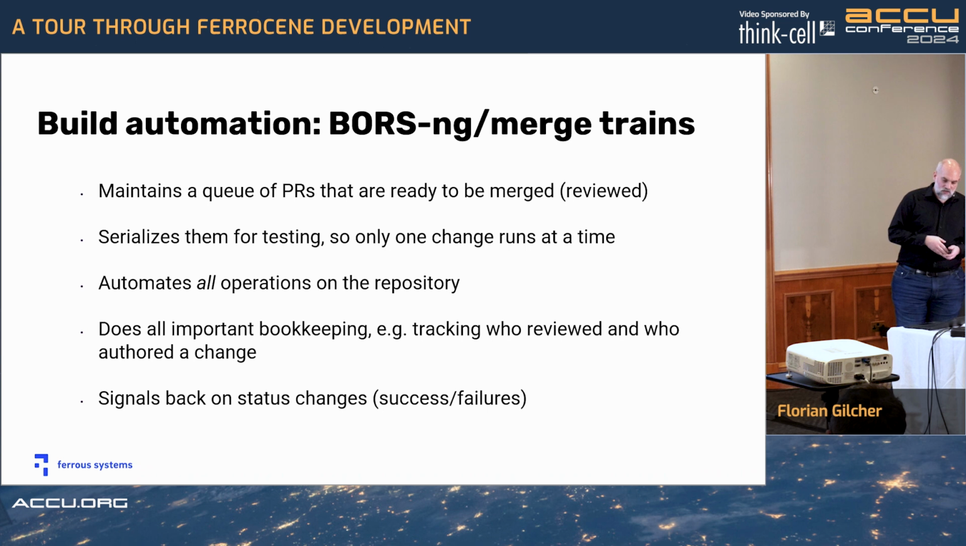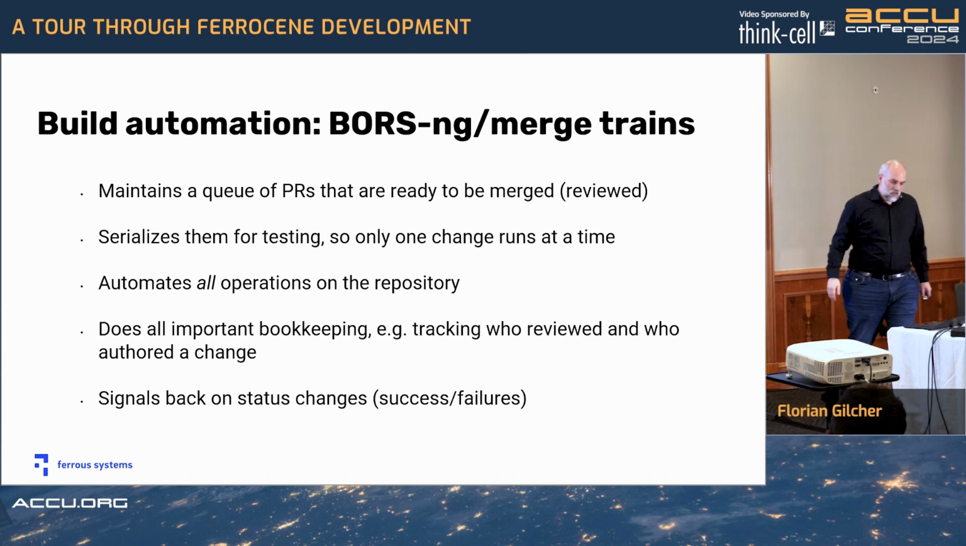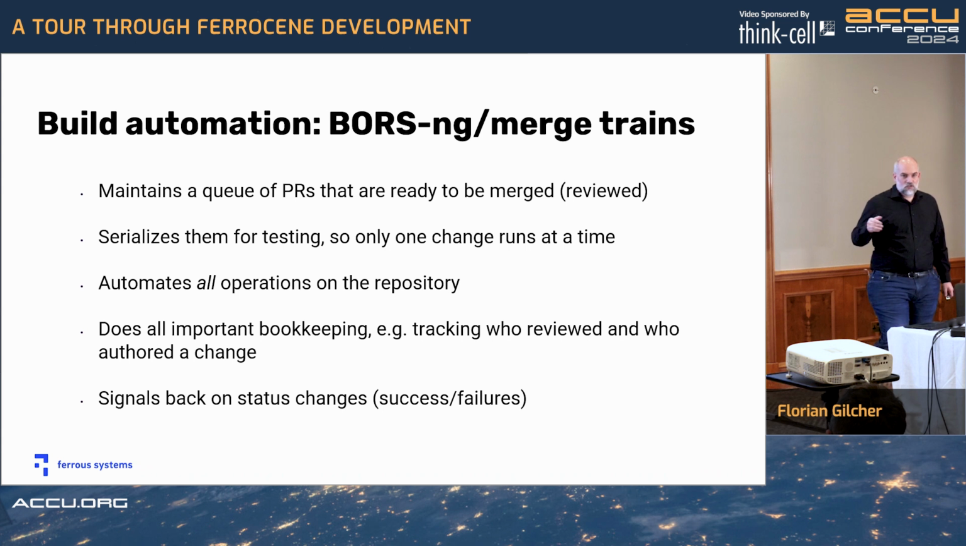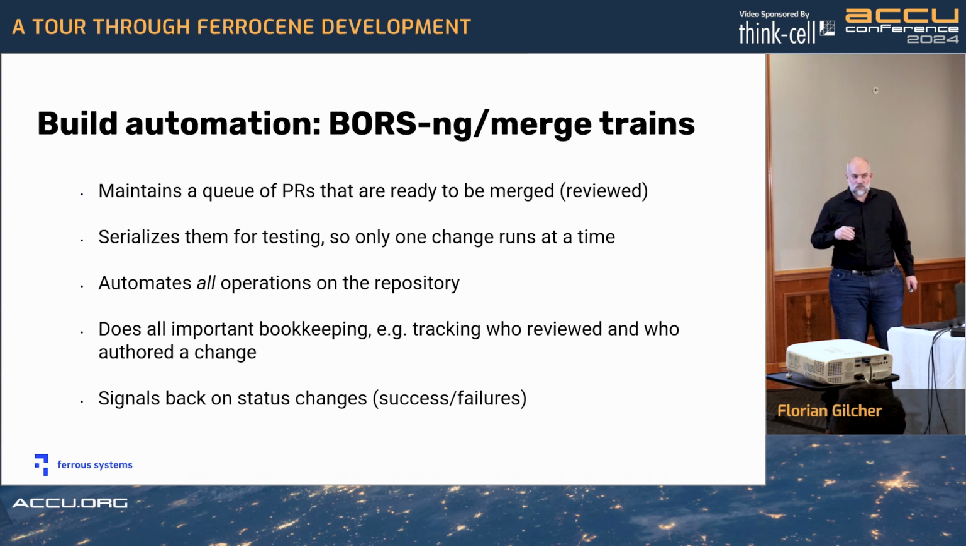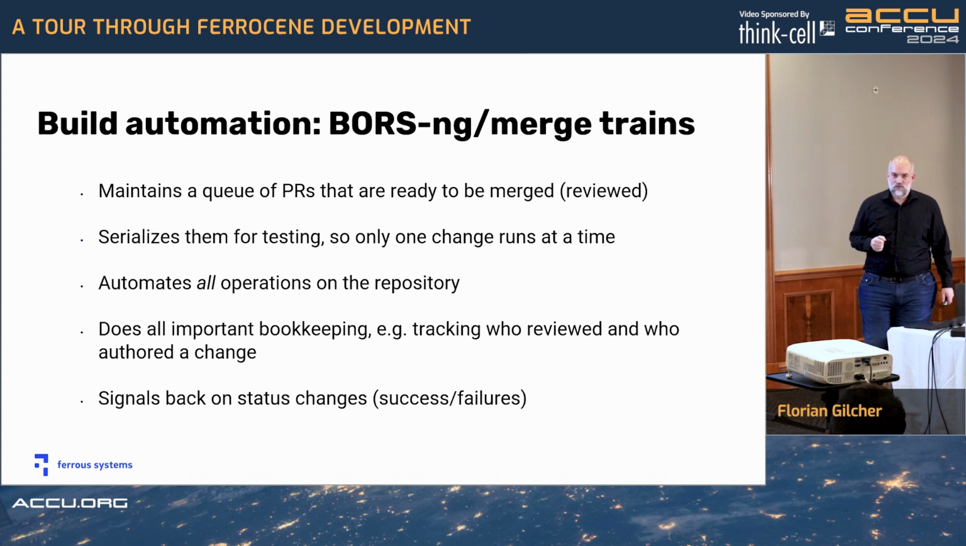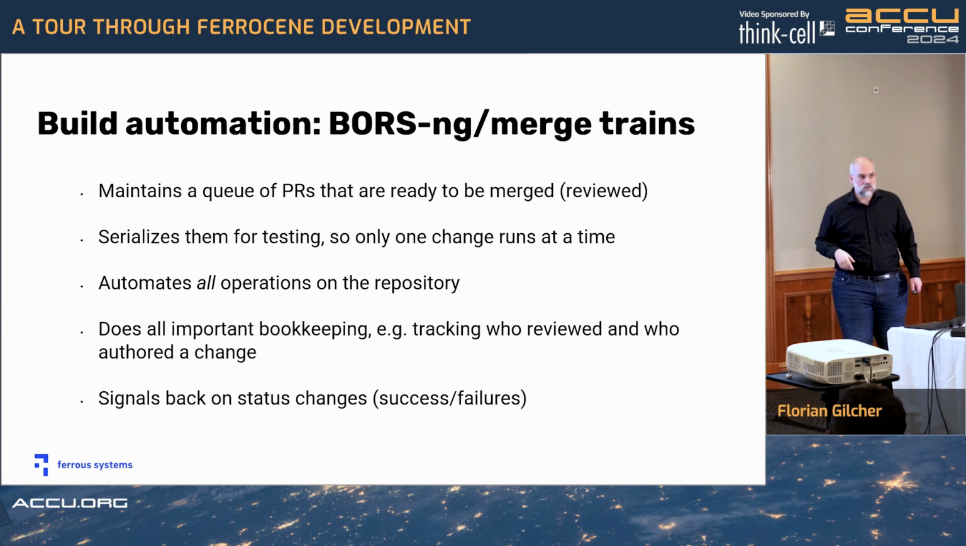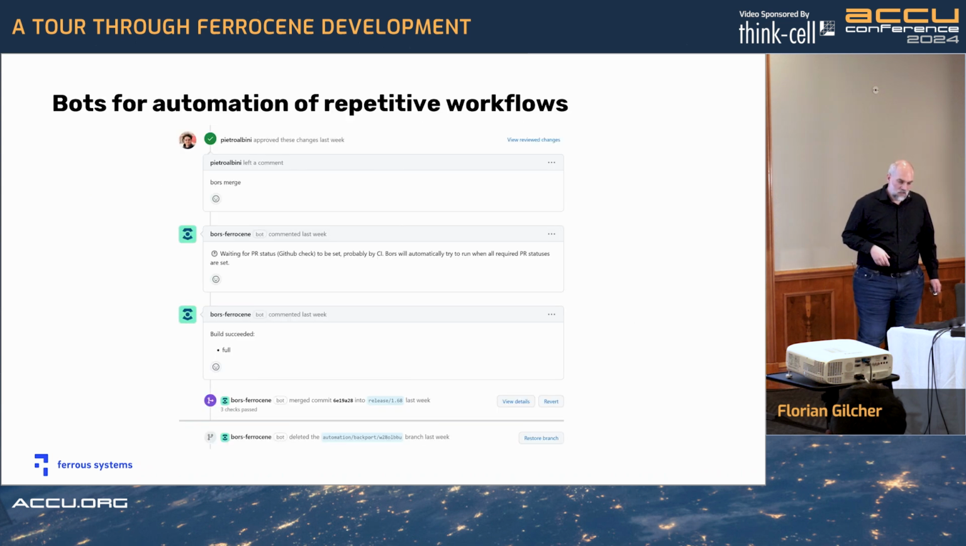So what it does, it maintains a queue of pull requests that are ready to be merged because they were reviewed. But it serializes them for testing, so only one of the changes runs at a time. It also automates all operations on the repository. No one uses Git or the GitHub buttons. I am not allowed to merge on main. Our infrastructure master is also not. It does all the important bookkeeping, for example, tracking who reviewed and who authored a change, and signals back status changes to GitHub. So this is how the flow looks.